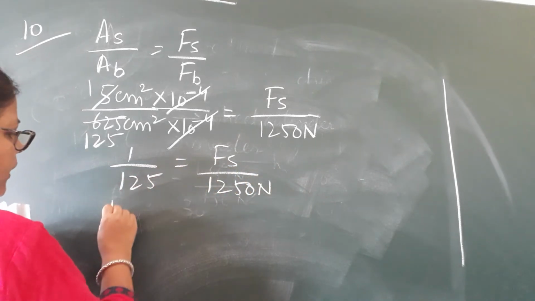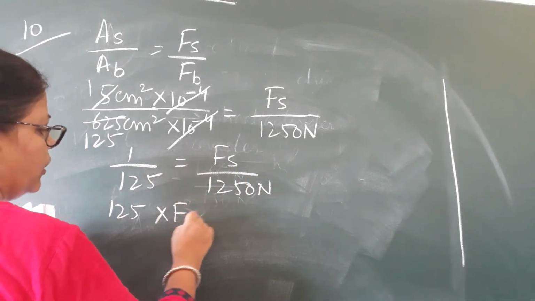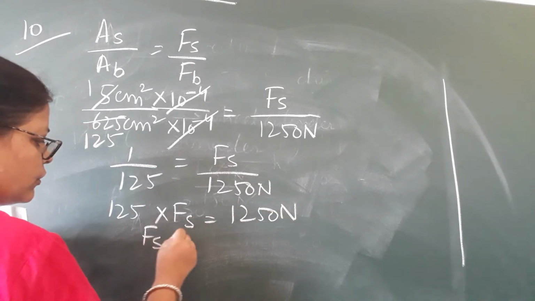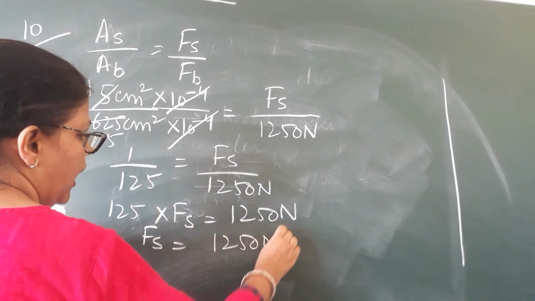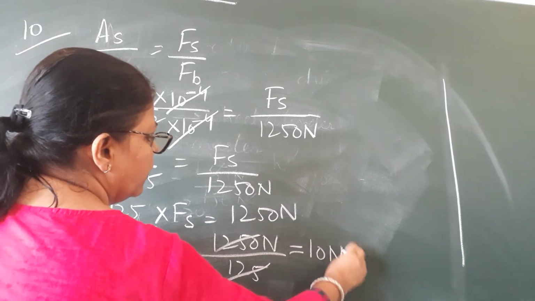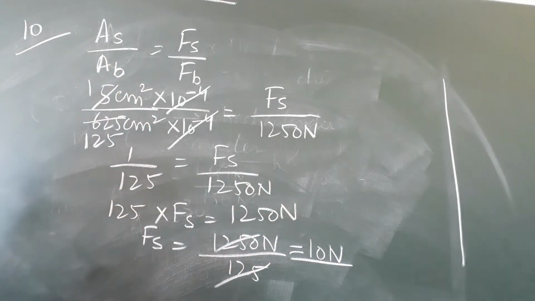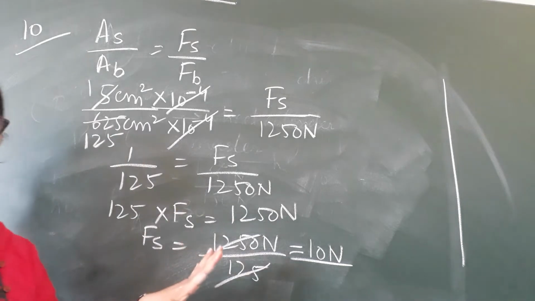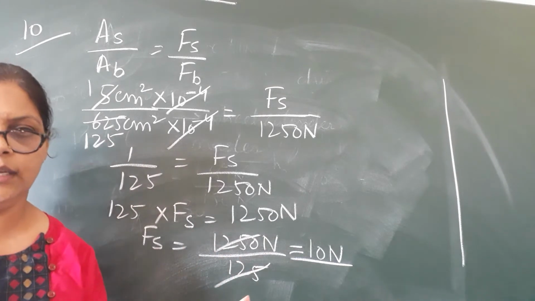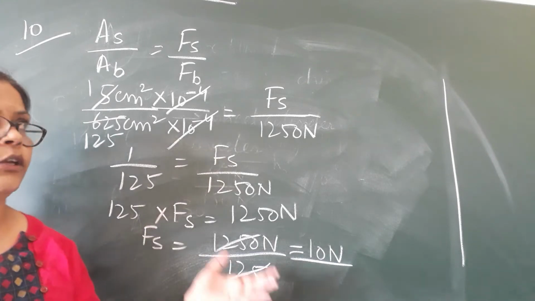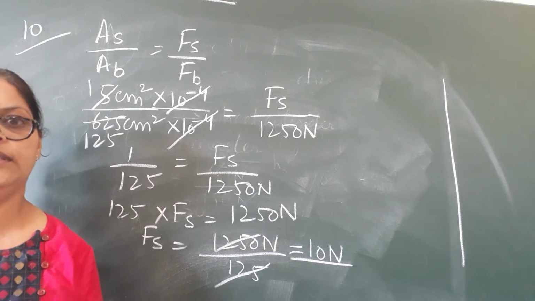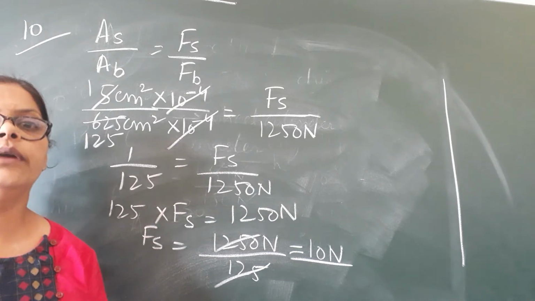Let's cross multiply. 125 into the force of the smaller is equal to 1250 newtons. Now we have to find out the force on the smaller. That will be 1250 upon 125. And this cancels and the answer is 10 Newton on the smaller piston. So remember that in all the numericals so far which we have solved, we are using the principle of hydraulic machines. Whether we are using a hydraulic brake or something like a smaller or a bigger, it refers to the same principle, that is F2 upon F1 is equal to A2 upon A1.